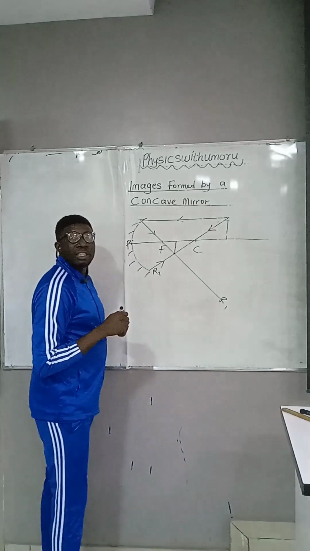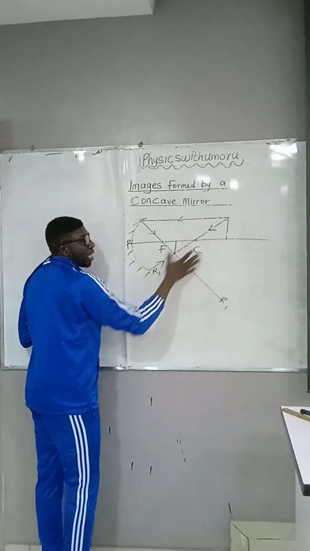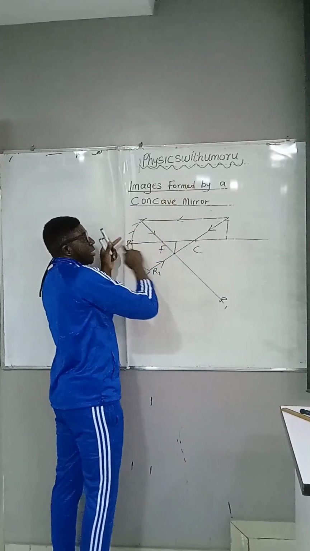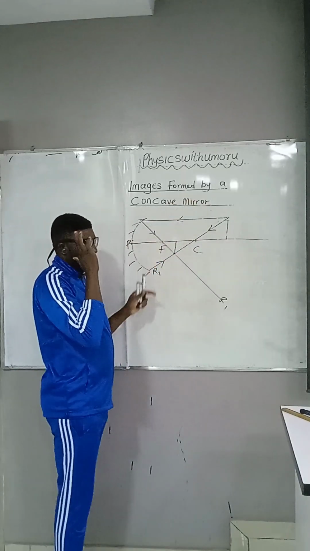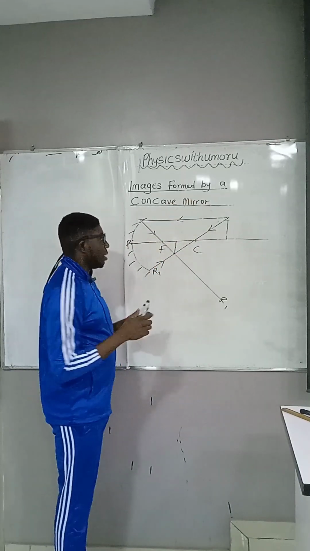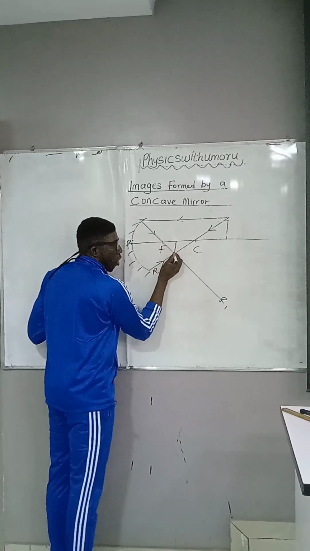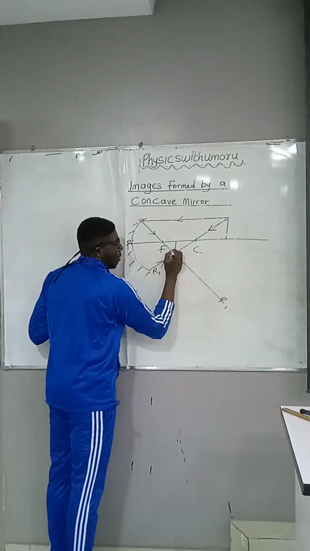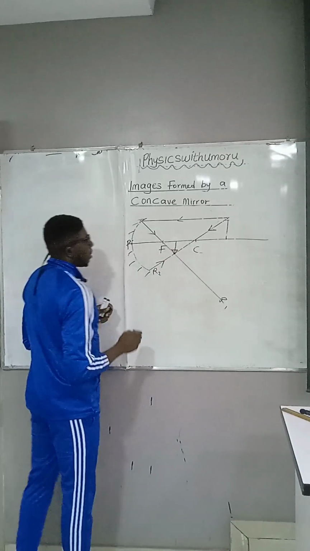And if the image is formed under this line, just know that the image is inverted. And if the image is formed at the top of this line, like on the top of this principal axis, just know that the image is going to be upright. So since this image is formed under the line, the intersection occurred under this line, so the image is going to be inverted. So you put the arrow down. So what are the properties?